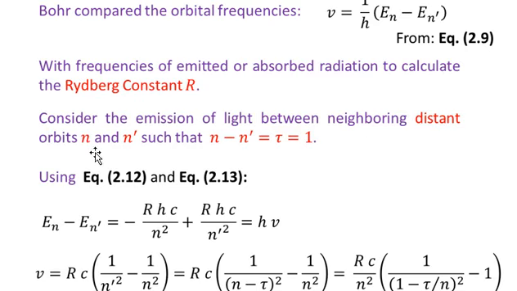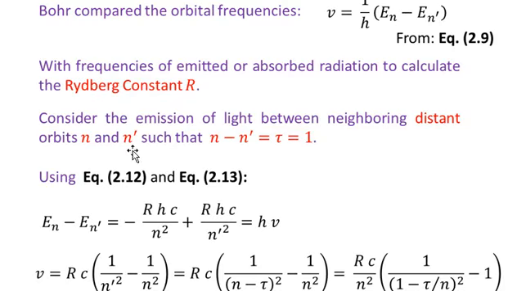Distant orbits mean that the value of n and n prime is much greater, because distant orbits exist at much larger distance away from the nucleus. So for that, n and n prime are large quantities, but since they are neighboring orbits, the difference of their values will be equal to 1. And I have set n minus n prime equal to tau equal to 1. So tau is a parameter that I am going to use next. Of course, the value of tau is 1, but this will help me to do the calculations.